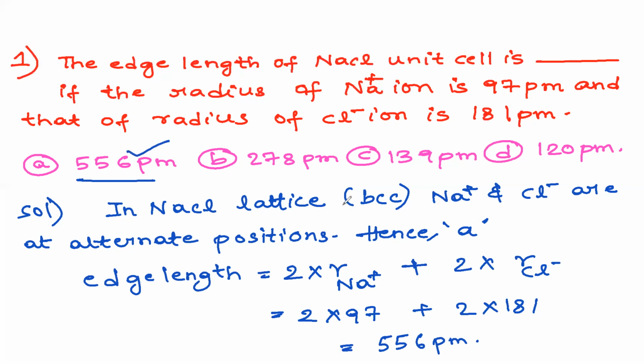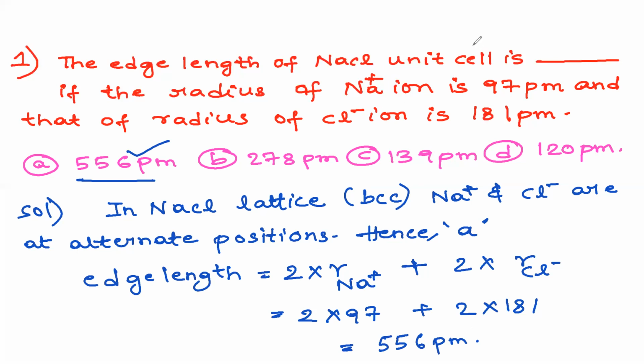So in this way, you'll get the answer. Simple question. In sodium chloride lattice, already we know it is a BCC lattice, and for it, edge length is equal to 2 into radius of sodium ion plus 2 into radius of chlorine ion. So finally you'll get the answer 556 picometers.